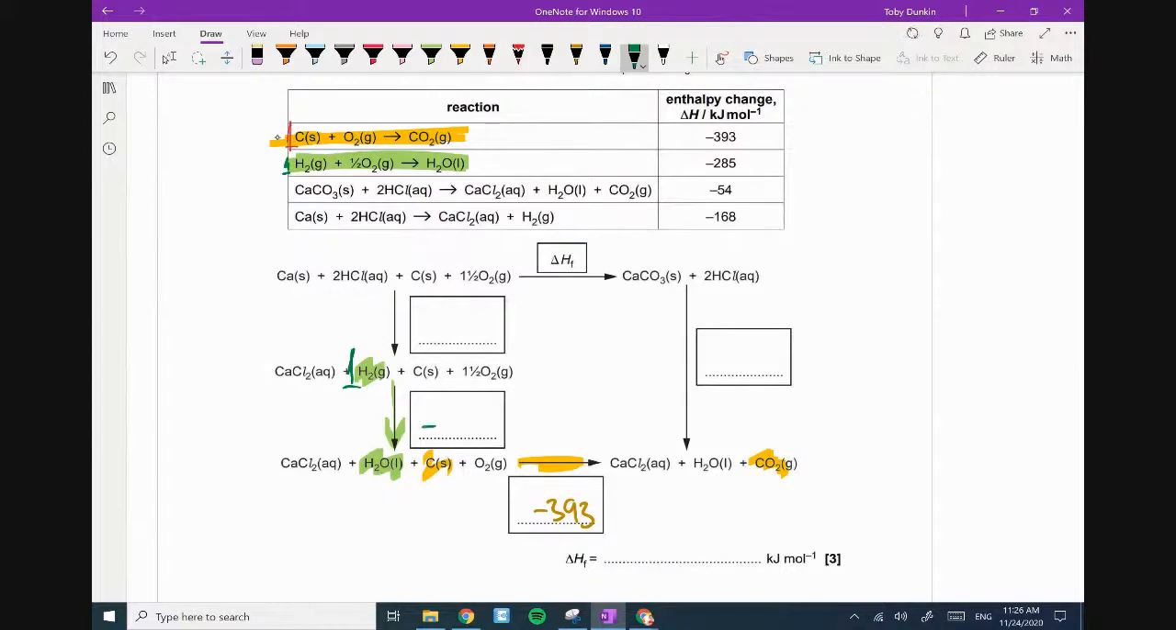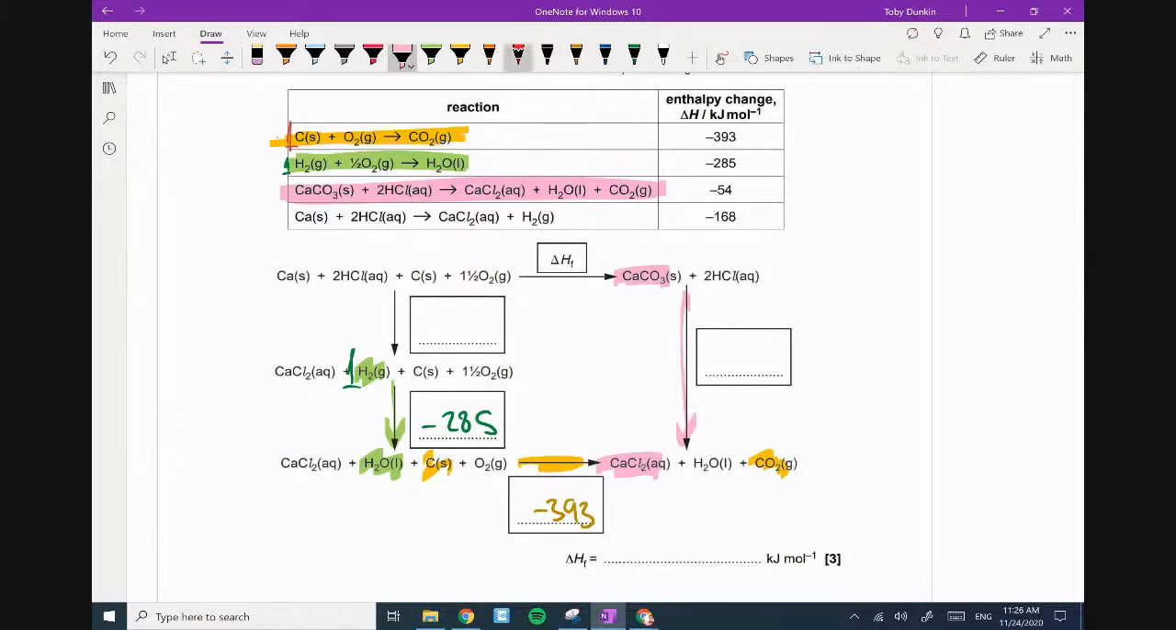I just apply that number straight in there, minus 285. Next, let's find the next one. Let's go for pink. Let's find this one. Calcium carbonate reacting with HCl. Find calcium carbonate. There's calcium carbonate. Right, and calcium carbonate forming HCl. There's that arrow. Right, apply that number.